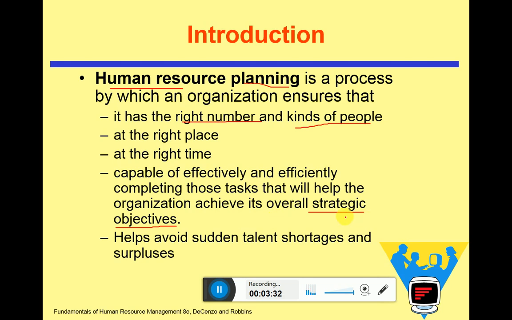For attaining the strategic objectives, what type of skills are required by the people must be clear to the organization. The organization has to plan, and then people can be hired. People must be hired with what competencies and what skills. That is basically discussed under HRP.